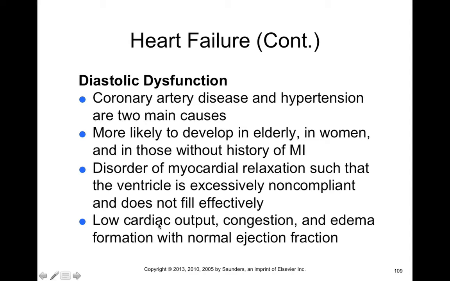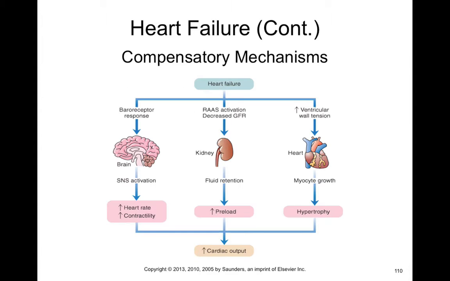Now, by decreasing cardiac output, this results in congestion and edema. Now, the edema can occur in the lungs or peripheral tissues depending on which heart chamber is dysfunctional. Now, some of the compensatory mechanisms of heart failure involve your brain, kidneys, and the heart itself. And we'll first talk about the brain. So we know that with heart failure, you have a reduction in the ejection fraction, stroke volume, and therefore cardiac output.